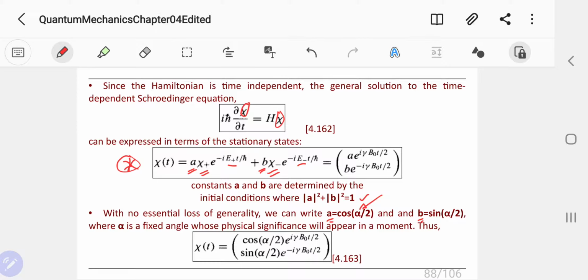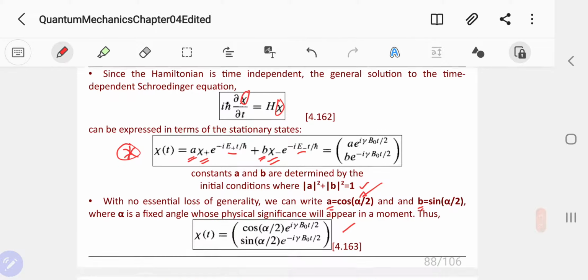So you can write the general spin state of a spin 1/2 particle in this form: cosine alpha over 2 times the exponential of i gamma B sub 0 t over 2, and the bottom element would be sine alpha over 2 times e to the negative i gamma B sub 0 t over 2.